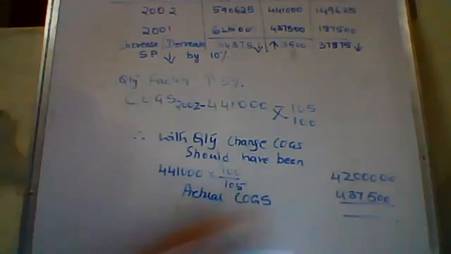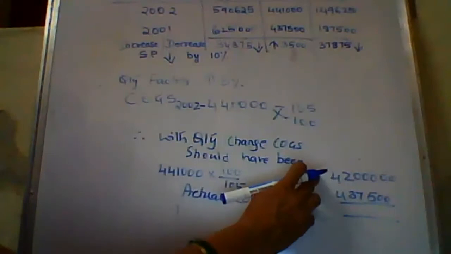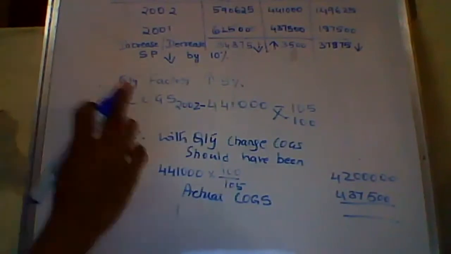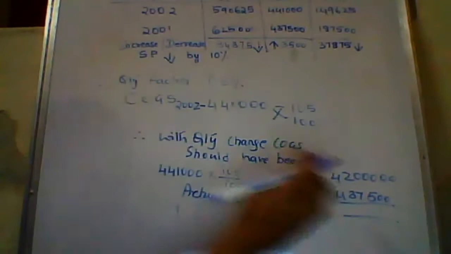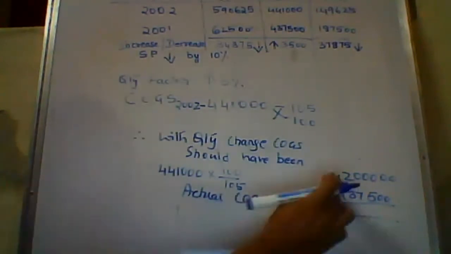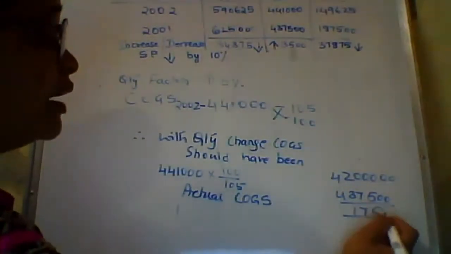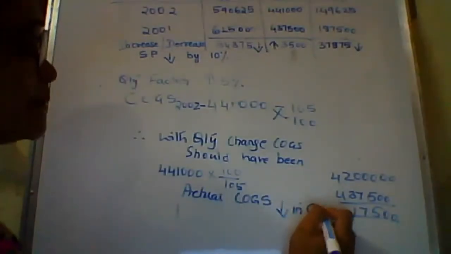I told you, to find out whether there is an increase or decrease, what should have been should be taken as the base. In the price factor, in the last bit, it should have been 6,56,000, right? There was an increase. Now it should have been is less. It means what's happening? The change, how much are we getting? 17,500. Now this is a decrease in the cost price.